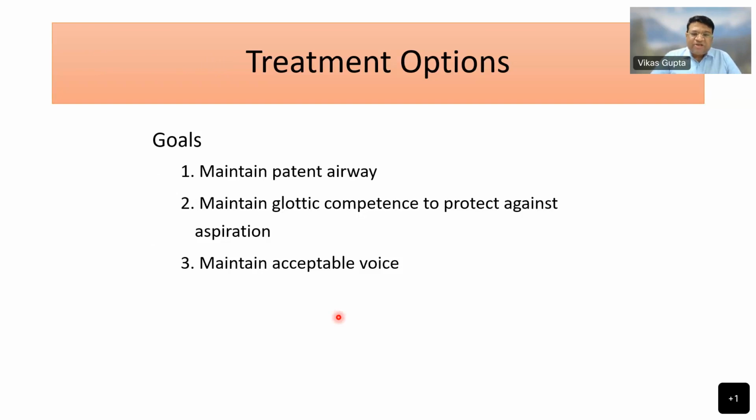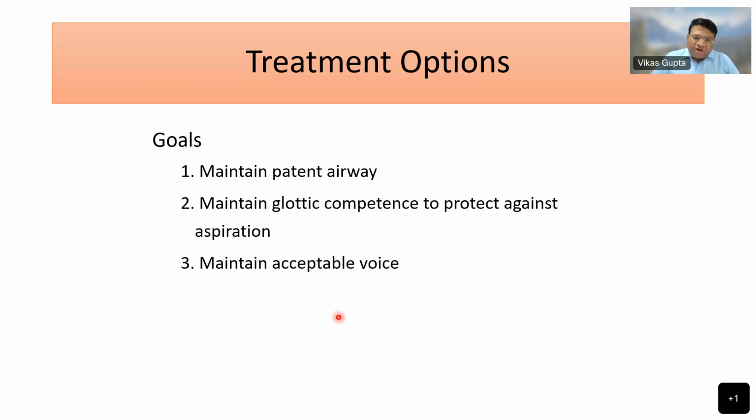Now the next thing that comes is the treatment options, as we have evaluated now. The goal of treatment in airway stenosis is that we need a patent airway. A patient who is on tracheostomy should not remain on tracheostomy. Along with that, there should be glottic competence, because that is the whole problem. The patient is breathing through the tracheostoma but is unable to use his vocal cords. We want the vocal cords to be used, but at the same time we do not want the patient to be aspirating, and we want the patient to have an acceptable voice.